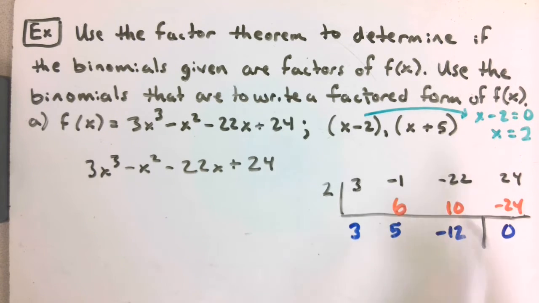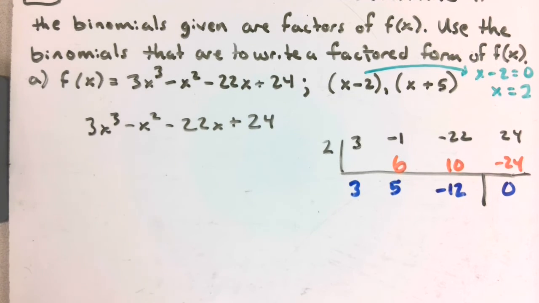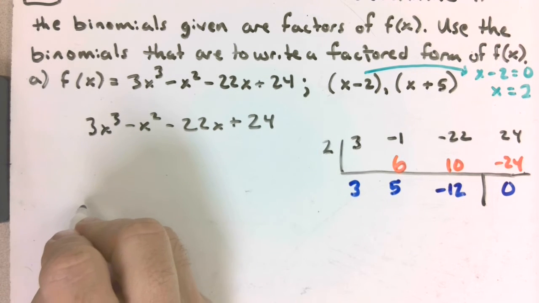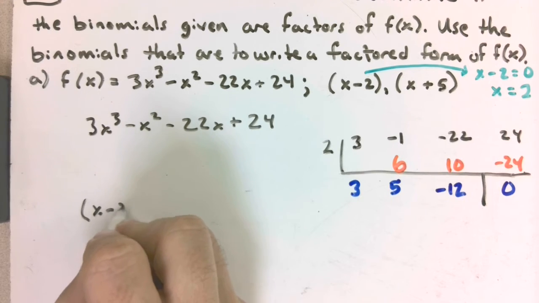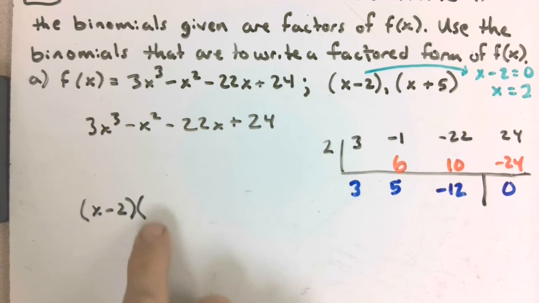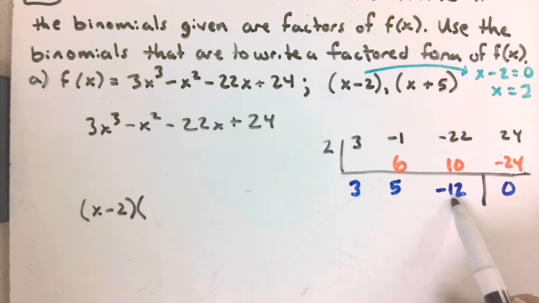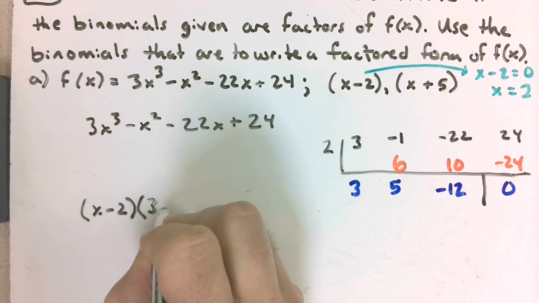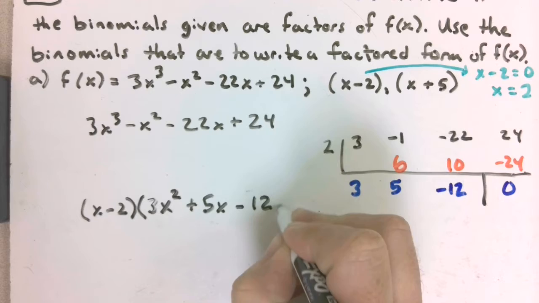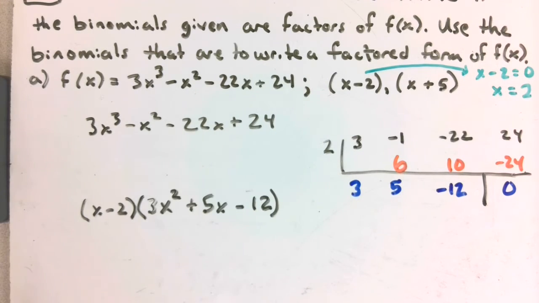That's the conclusion that we have from that work. That's what that tells me. So what I can do now is I can take the original and I can rewrite that using some factors. And x minus 2 would be one of the factors, and then I use these numbers to get the other set of parentheses. This last digit is a constant term here, which means this is an x and this is an x squared term. So 3x squared plus 5x minus 12 is how we would go through and factor the original.